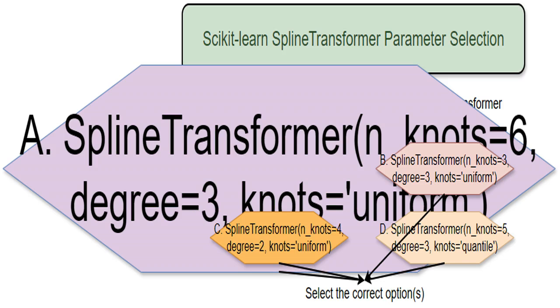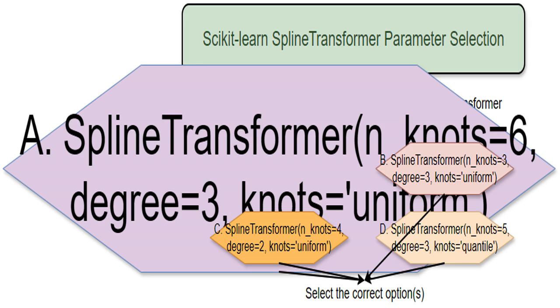This option specifies 6 knots and a degree of 3, cubic. The formula to find the number of splines, n, is n equals n_knots minus degree. In this case, n equals 6 minus 3 equals 3. This correctly generates 3 cubic splines.